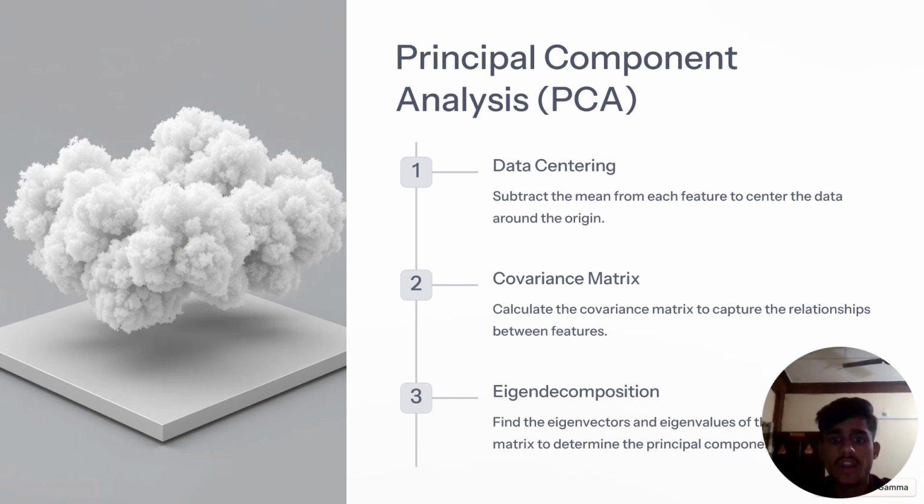Second, covariance matrix. Calculate the covariance matrix to capture the relationship between features. Third, eigen decomposition. Find the eigenvectors and eigenvalues of the covariance matrix to determine the principal components.